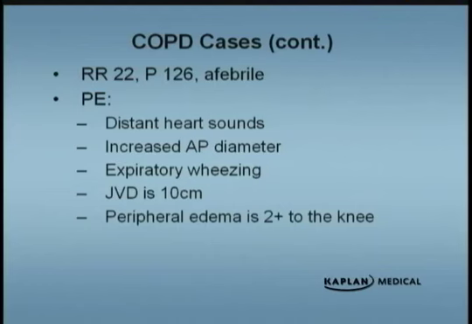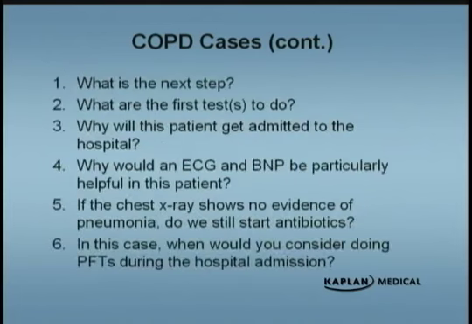So a little bit more on this guy. A respiratory rate is 22, his pulse is 126, he's afebrile. His physical exam shows distant heart sounds, increased AP diameter, expiratory wheezing. His JVD is 10 centimeters, so he has JVD. His peripheral edema is 2+, so he has cor pulmonale along with that. So they're asking us specific questions. What is the next step in this patient?